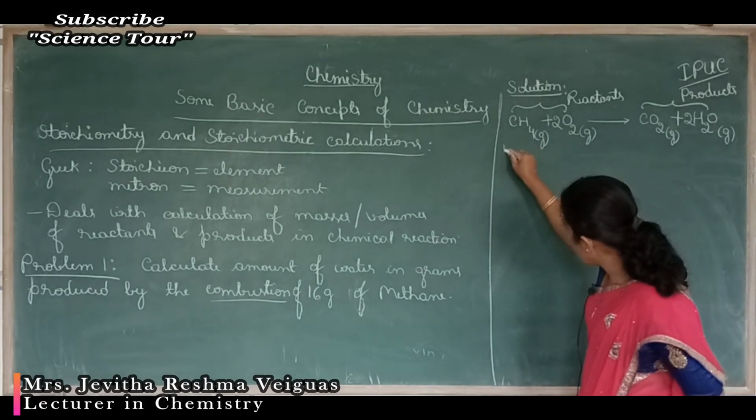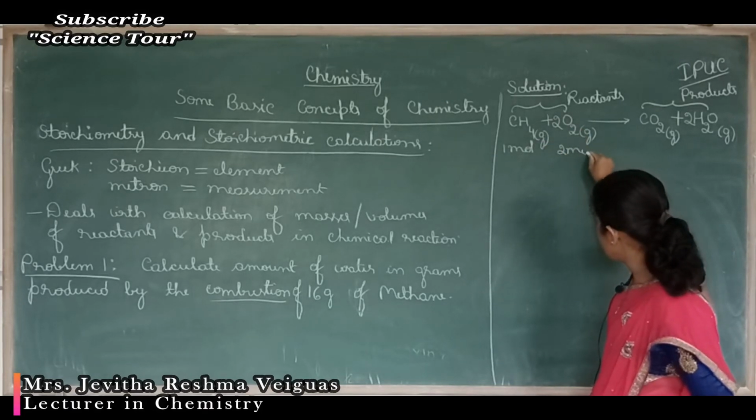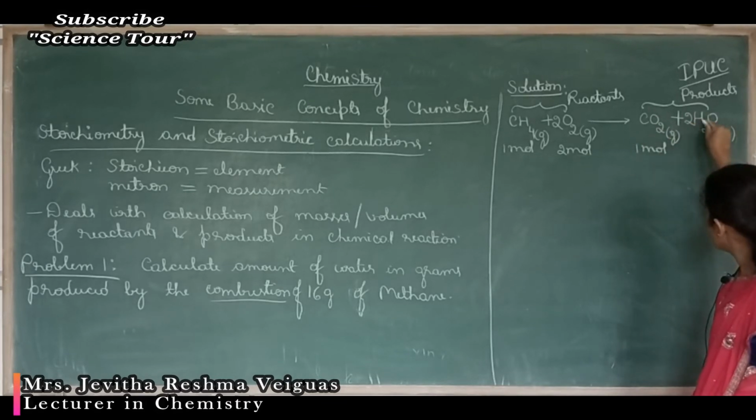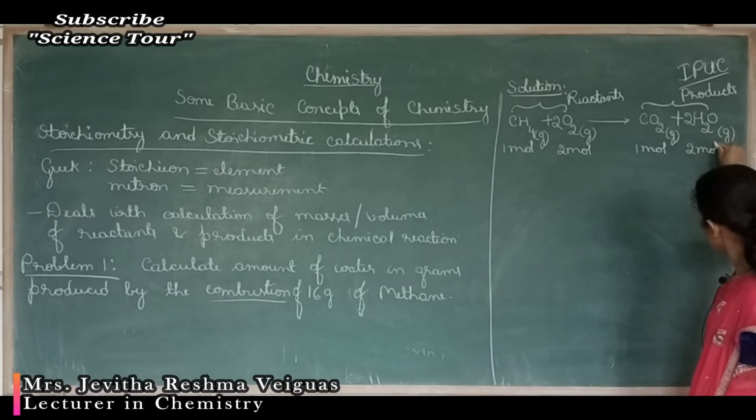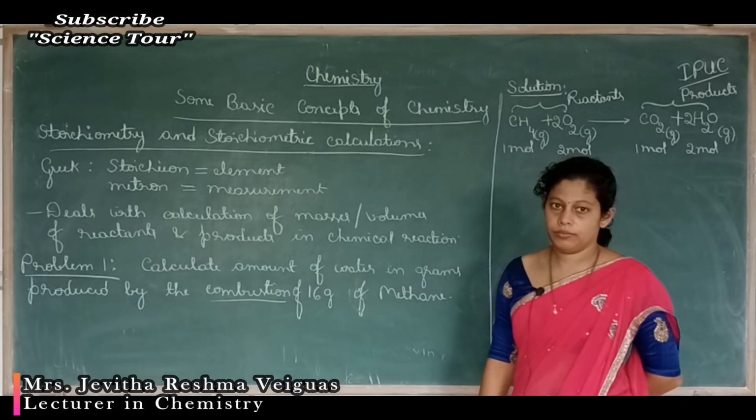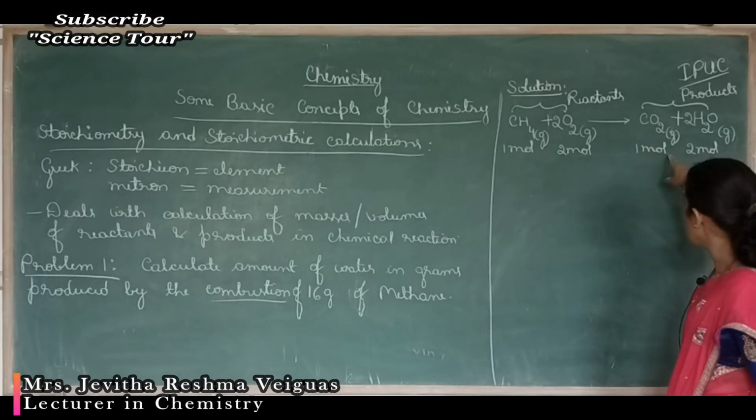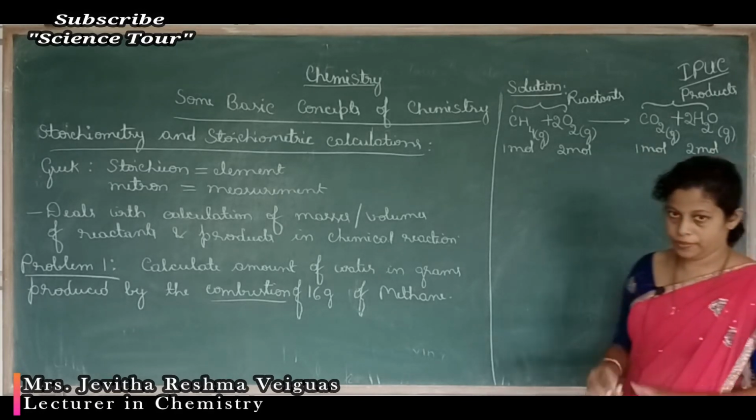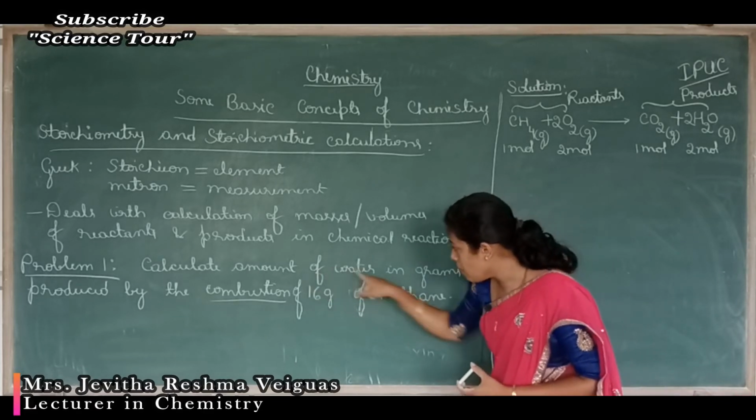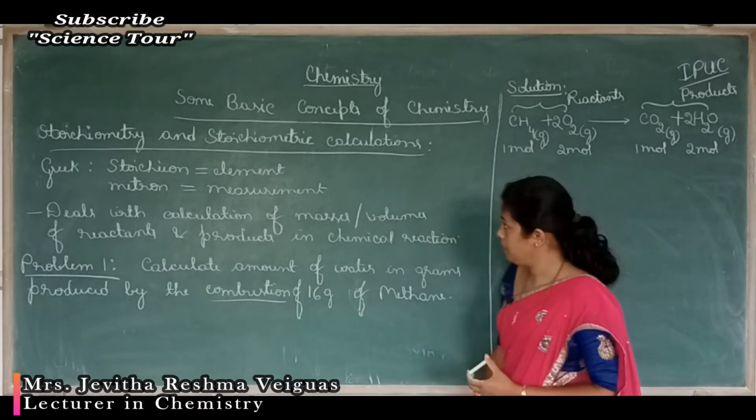Means here 1 mole methane is reacting with 2 mole oxygen to produce 1 mole carbon dioxide and 2 mole water. This is what we can find from the balanced equation. 1 mole methane reacts with 2 mole oxygen, producing 1 mole carbon dioxide and 2 moles of water. In the problem given, we have to find the mass of water when we know the mass of methane.